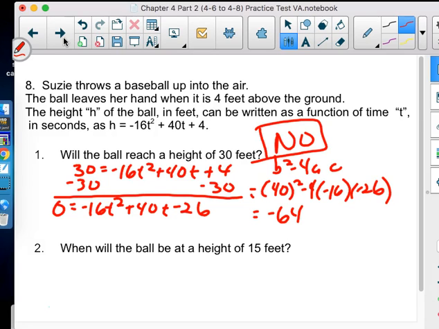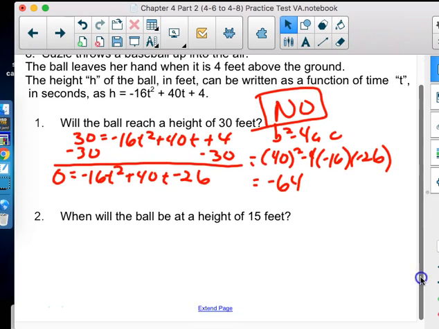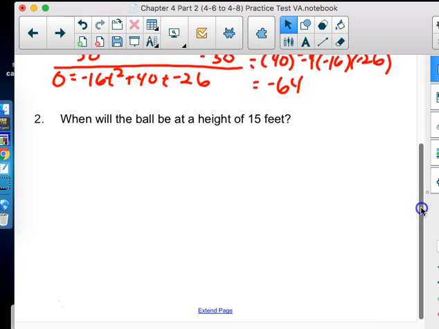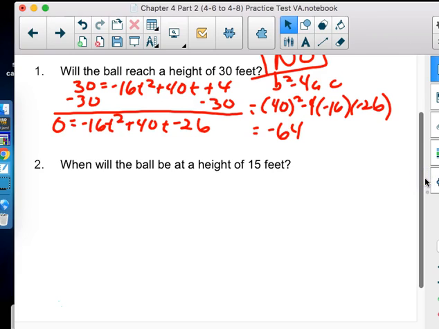I'll flip a coin. Hey, she didn't make it to 30 feet, but notice this doesn't say will she make it. It says when will the ball reach that 15 feet? I don't know. We would have to think about that after we find the answer here.